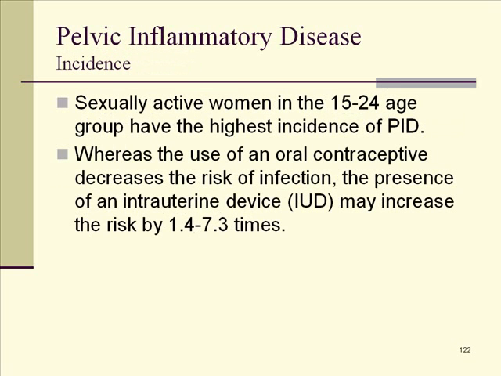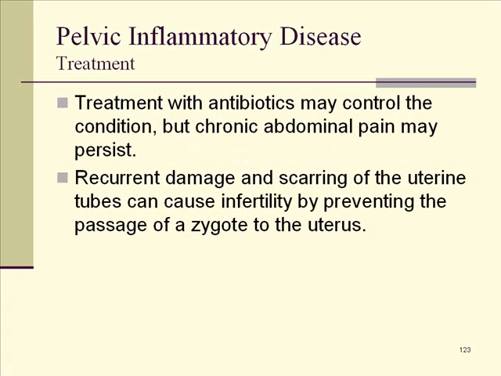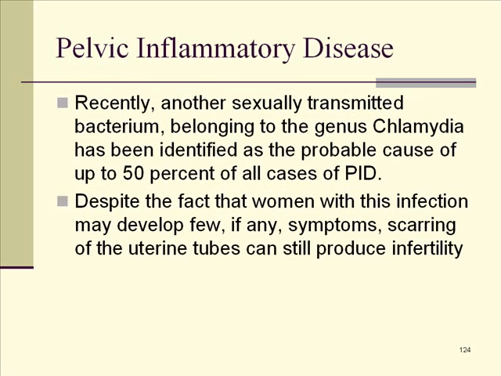Pelvic inflammatory disease, sexually active women between the ages of 15 and 24 are the highest group. The use of oral contraceptives has actually increased the risk of infection because it decreased the use of condoms. The presence of intrauterine devices, IUDs, has also increased the risk about 1 to 7 times. Treatment with antibiotic therapy is very appropriate and would respond to most of these types of infections. Recurrent pelvic inflammatory infections, however, cause scarring within the uterine tube. Again, if you destroy or damage the inside of the uterine tube, then the eggs can't migrate into the uterus. So it can lead to sterility in these cases. Recently, another sexually transmitted disease, chlamydia, was identified as a probable cause in about 50% of the cases.